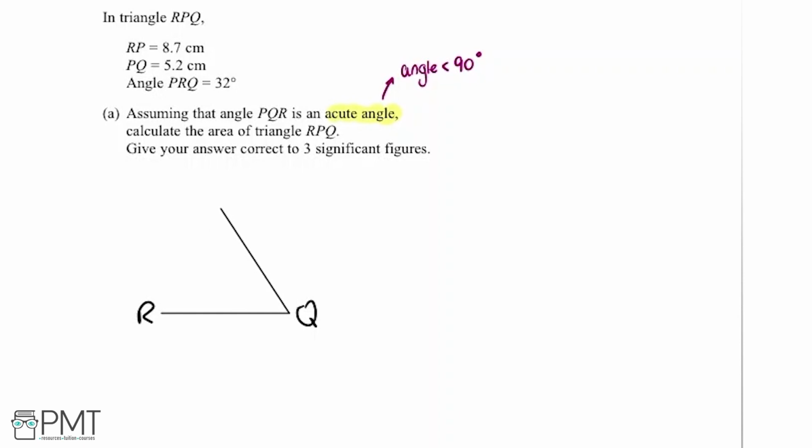So I'm going to draw it, if we go for here, and then I'm going to complete the triangle. So this side is P. And I'm going to fill in the information we know. So we know that the length R to P is 8.7 centimeters, P to Q is 5.2 centimeters, and the angle PRQ is 32 degrees. Great, so now we need to work out the area of this triangle.